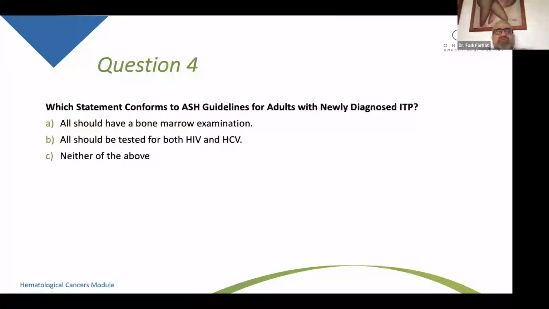Which statement conforms to the ASH guidelines? Dr. Obedat went through the ASH guidelines. Which statement conforms to ASH guidelines for adults with newly diagnosed ITP? Should all patients have bone marrow examination? Should all patients be tested for HIV and HCV? Neither of the above. Should 100% of patients have a bone marrow and HIV, HCV test, or neither? Please vote.